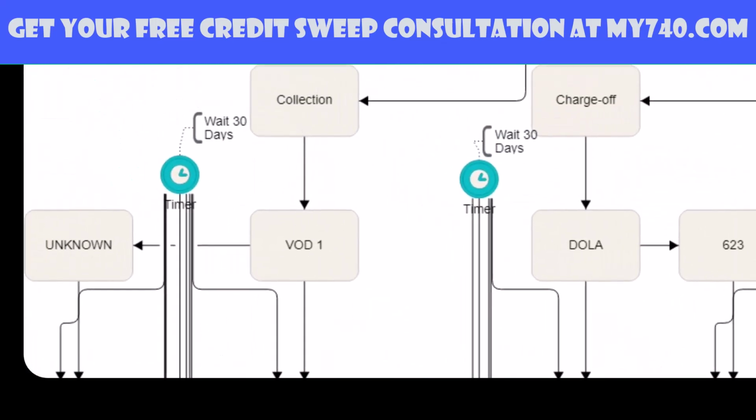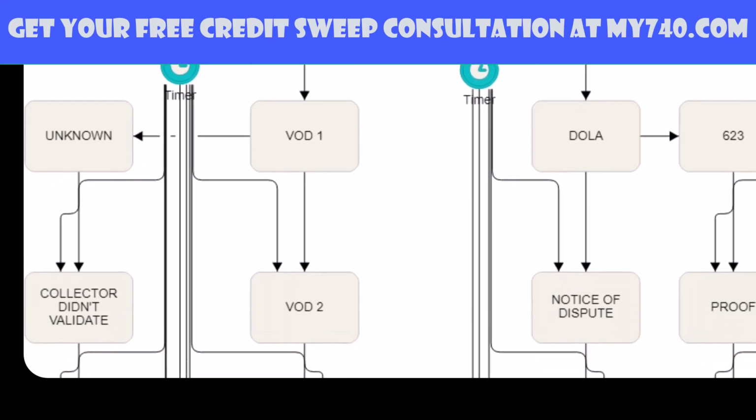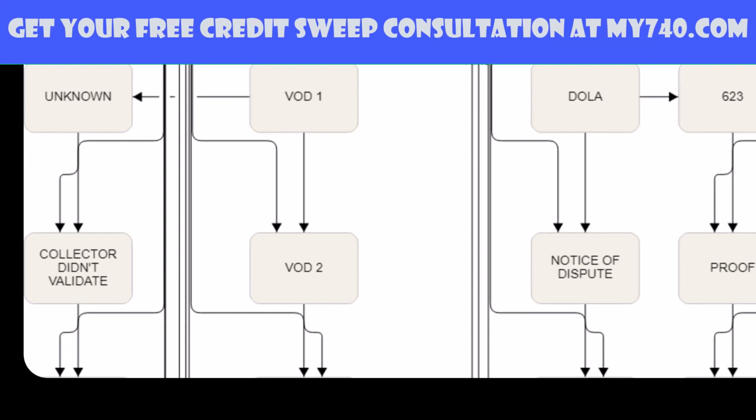Now we are starting with collections, and in between each of these disputes, you're going to wait 30 days, okay? So on the left over here, starting with unknown, that's bureaus going down. And then right next to it where it says VOD1, that is going to be the collector disputes going down, all right? So on round one with the bureaus, you can say, this collection is unknown.